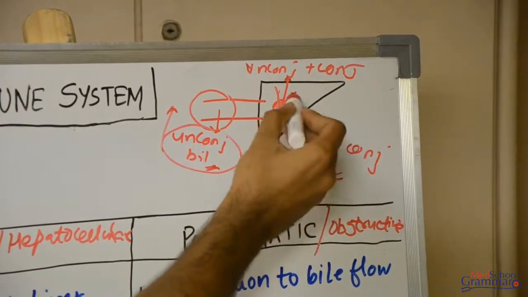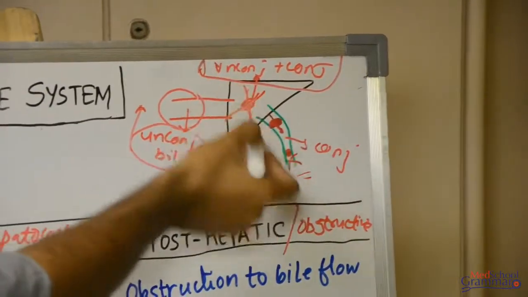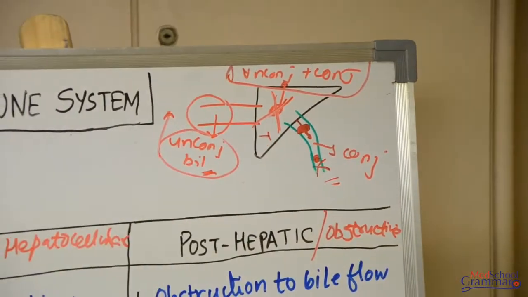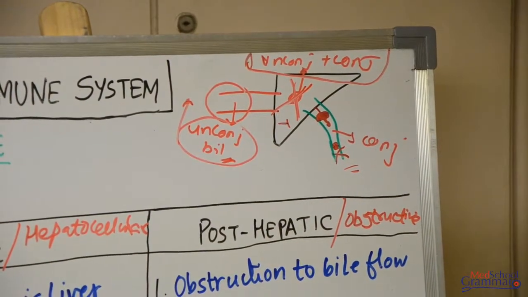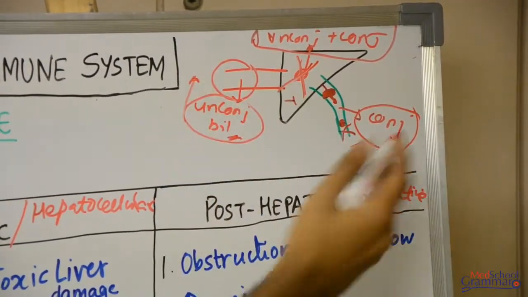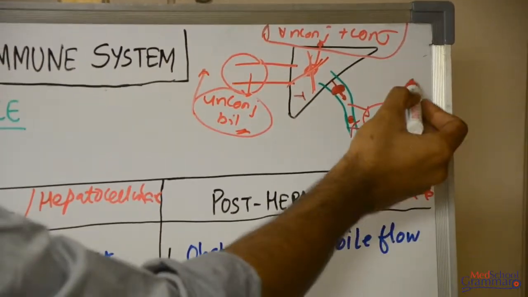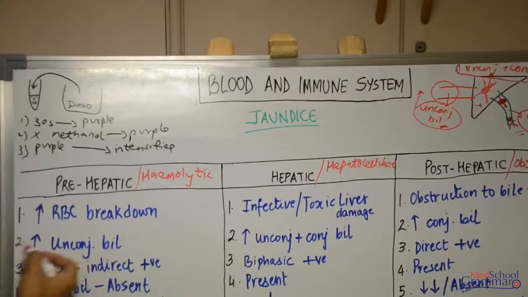If there is damage to the liver, it has both the types, conjugated as well as unconjugated. So in hepatocellular jaundice or hepatic jaundice, both unconjugated and conjugated will increase, right? And after the liver, there is only conjugated bilirubin. So in obstructive or post-hepatic jaundice, only conjugated bilirubin will increase, right? Come back to the table and let's see what the second point is.